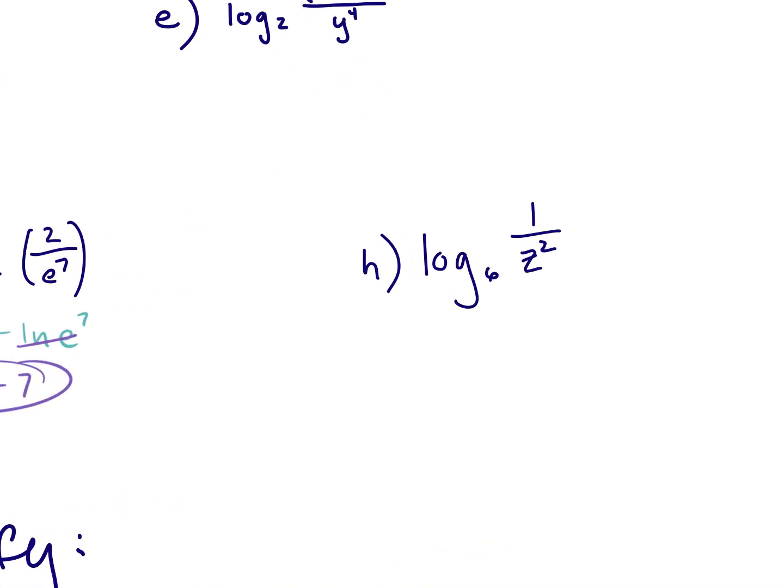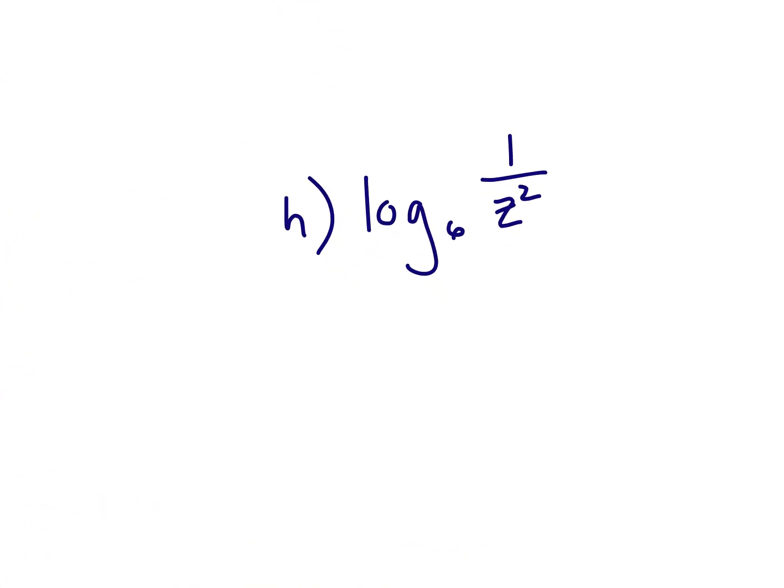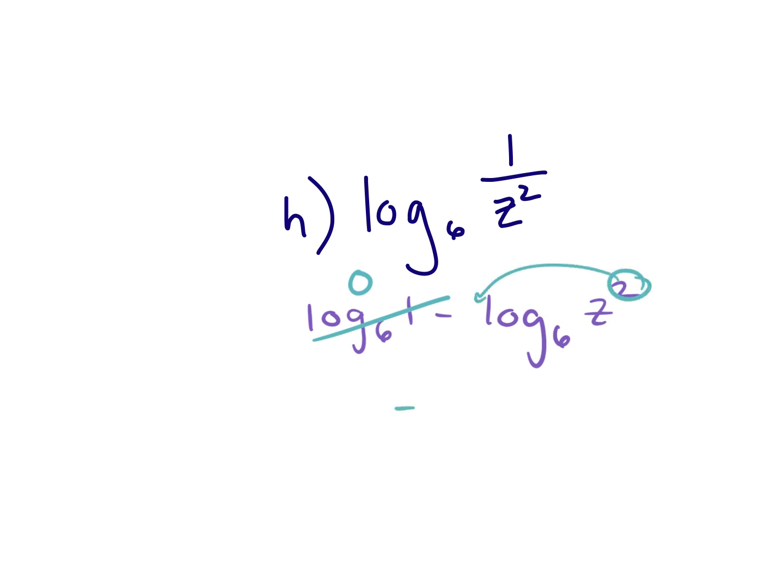Let's do H. So again, we're subtracting because we have division. So log base 6 of 1 minus log base 6 of z squared. What is log base 6 of 1? 0. Awesome. If we take the log of 1, we would get 0. So this cancels out to be 0. So this one actually just goes away. And then we can move our 2 in front here. So negative 2 log base 6 of z.